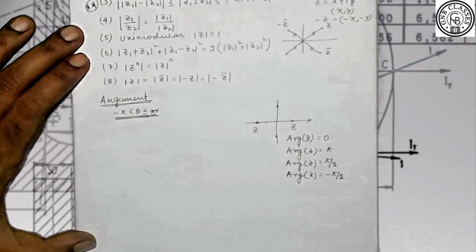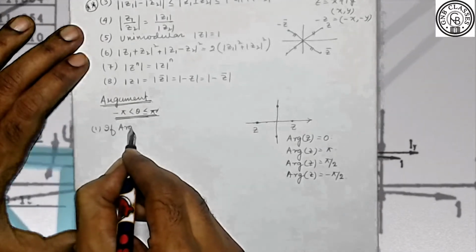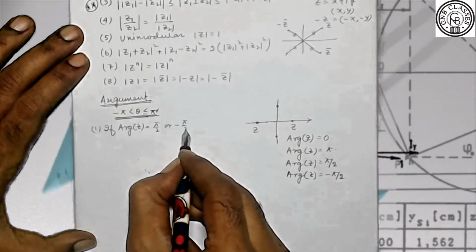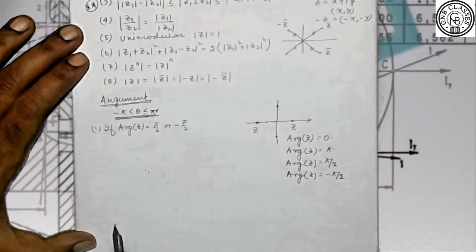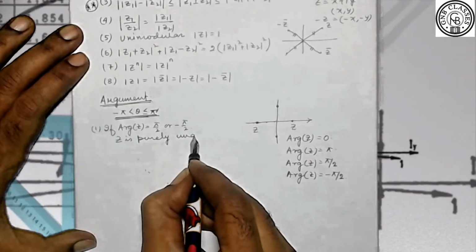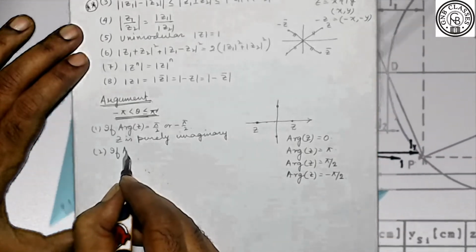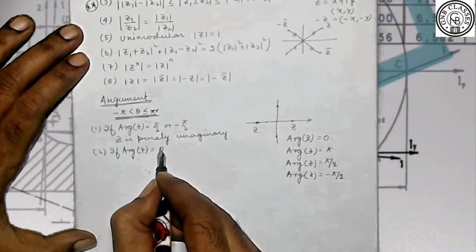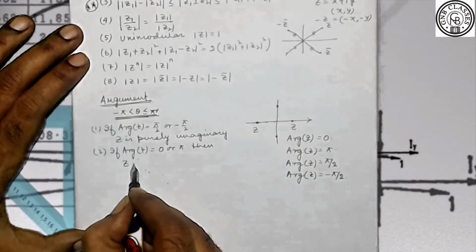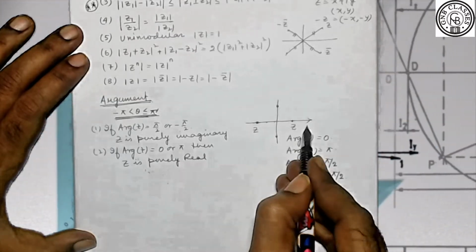So always remember this thing, number one, if arg of z is pi by 2 or minus pi by 2, that is, it is lying on the y-axis, so z is purely imaginary. Number two, if argument of z is 0 or pi, then z is purely real. Yes? Because it is lying on the x-axis.